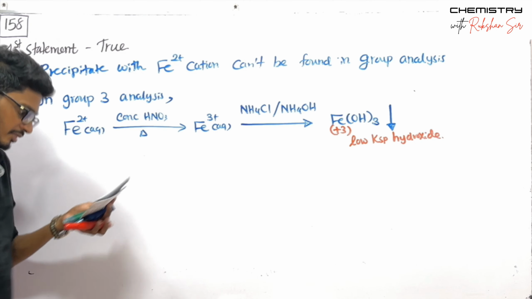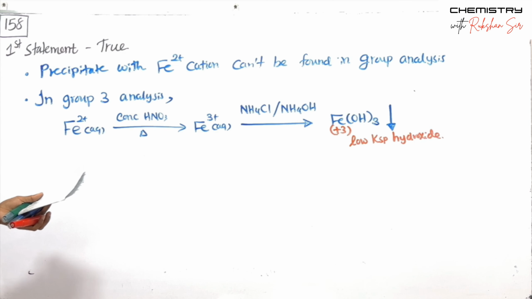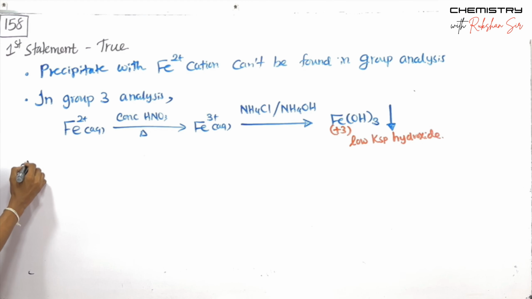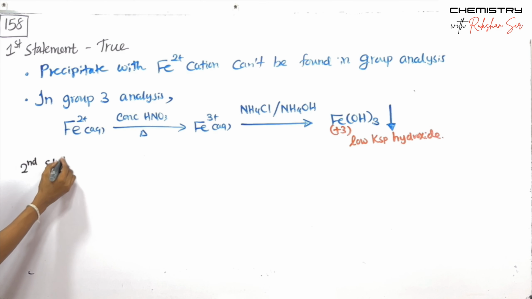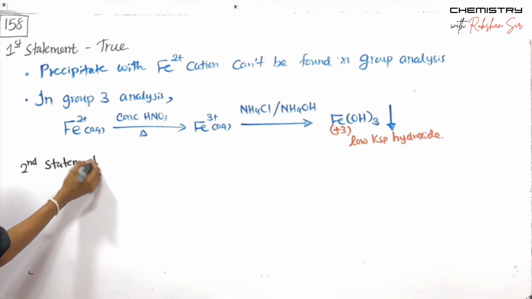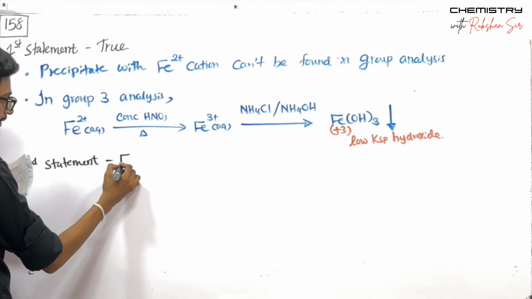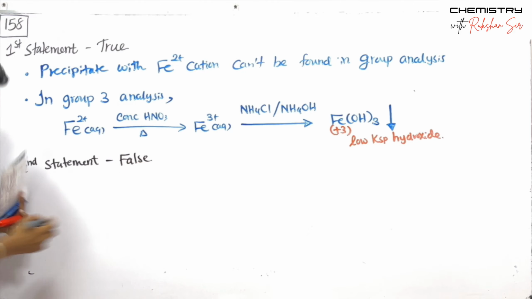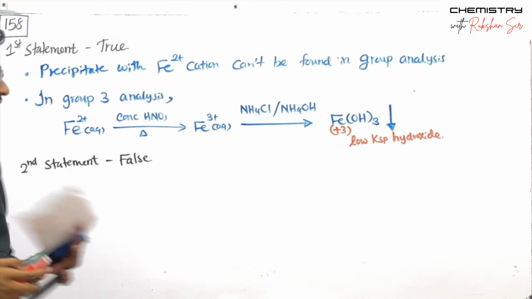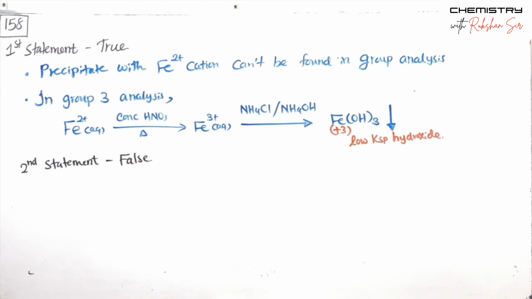And the second statement says Fe2 plus gets precipitated as Fe sulfide in group analysis, group number 2. No, it is false. The second statement is false, since Fe sulfide is not considered a low KSP sulfide.